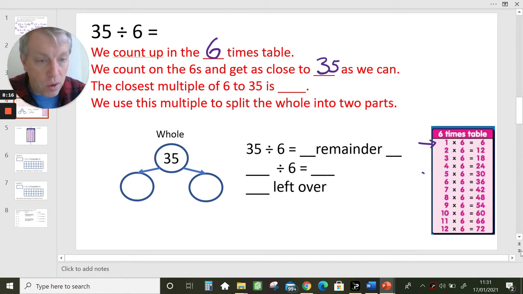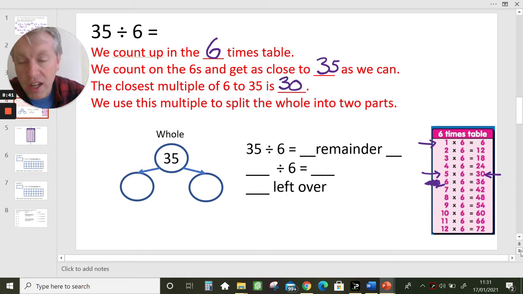Hold on. 6 times 6 is 36. Well, 36 is close to 35, but it's too many. We haven't got 36 things, so we're not choosing that one. The closest one on the 6s, but it's still got to be less than 35, is 30.